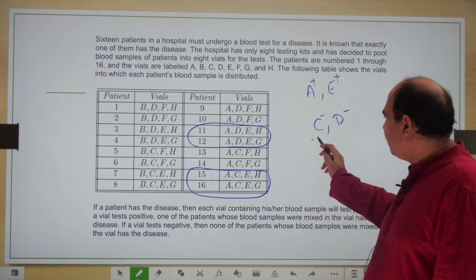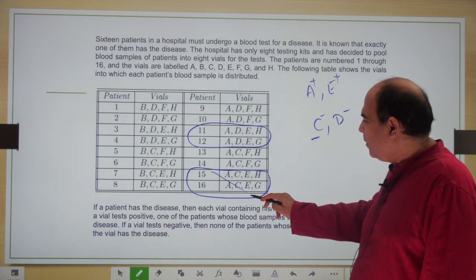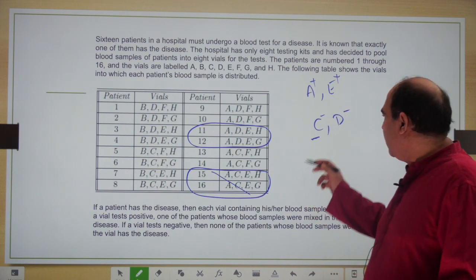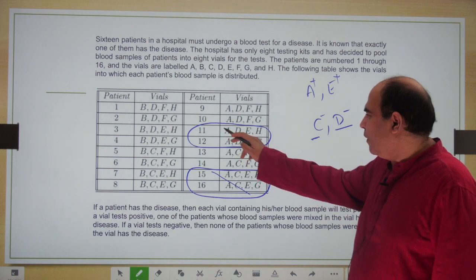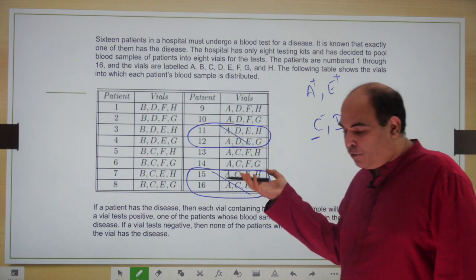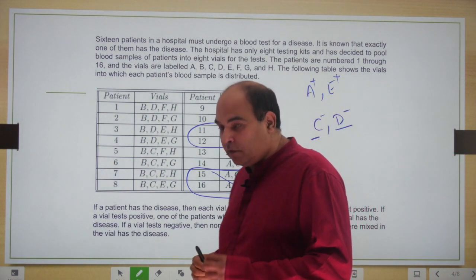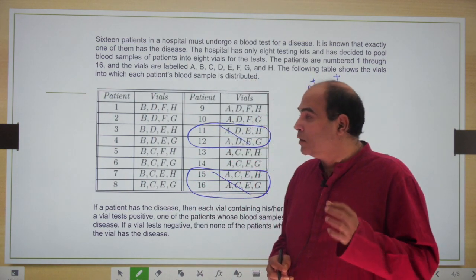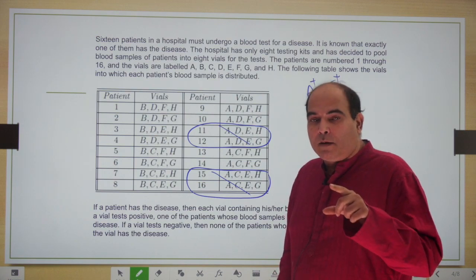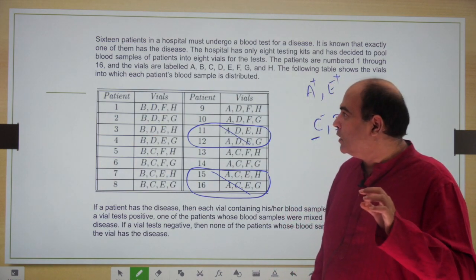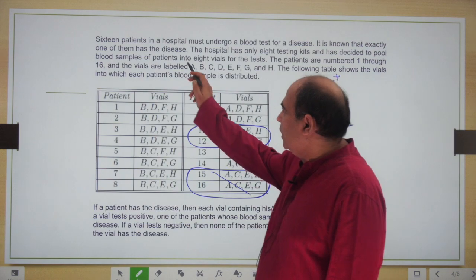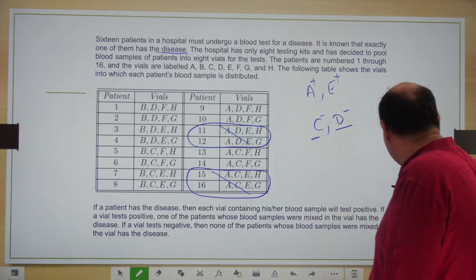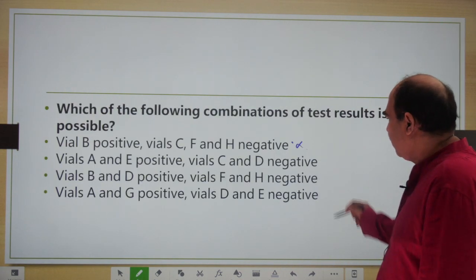And if C is negative, 15, 16 get eliminated. They can't be diseased if C is negative. And if D is negative, 11, 12 will be eliminated, which will leave you no patient who is positive, which is against the structure of the question, because the question tells you that one of the blood samples has to be positive, one of the patients is diseased, one of them has the disease. The question tells you that very clearly. So you cannot have a situation. So very clearly this is the correct answer in this case.